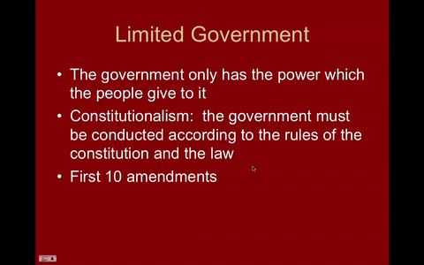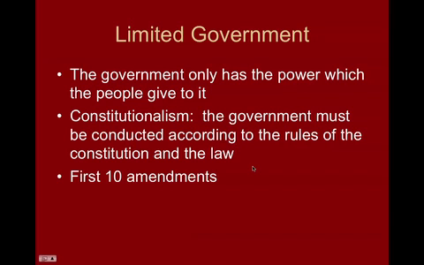We are a constitutional democracy, so constitutionalism is this idea that the government must be conducted according to the rules of the Constitution and the law. And so that sort of defines the way our government works. Our political leaders, the federal government, cannot act outside of that. They must be conducted inside the rules of the Constitution.